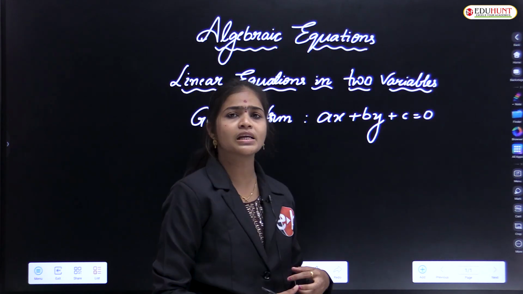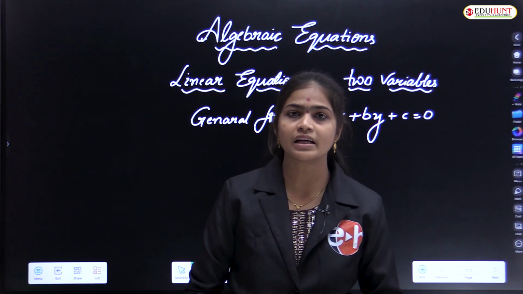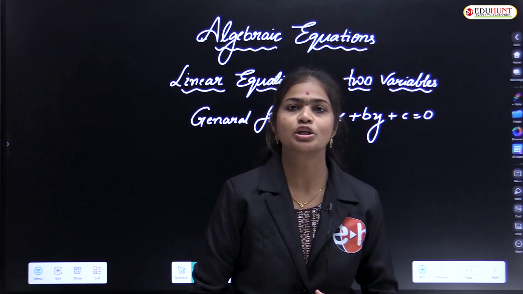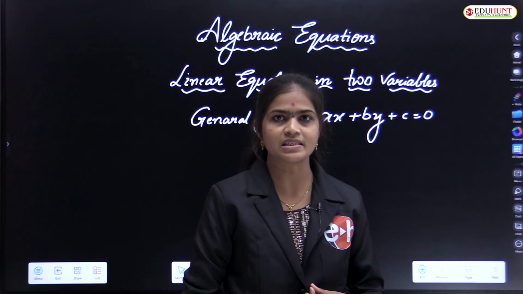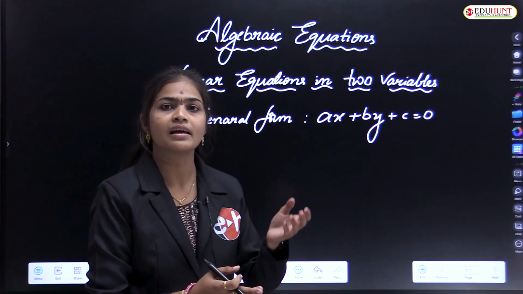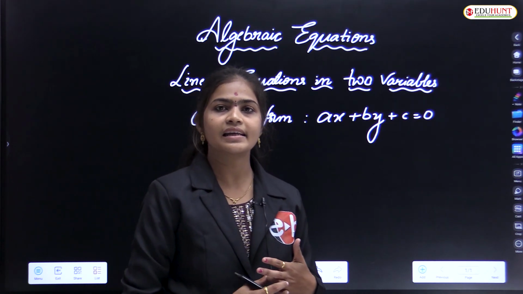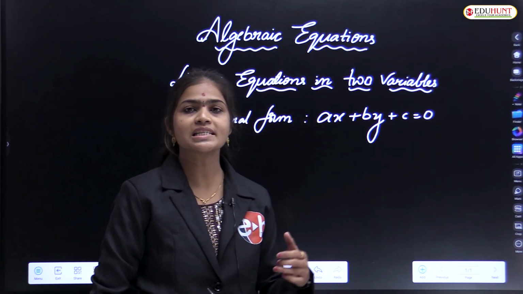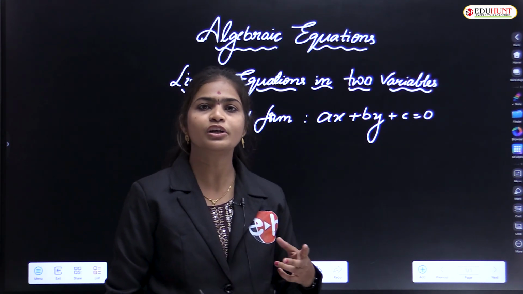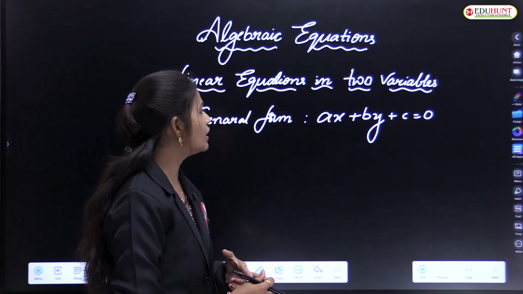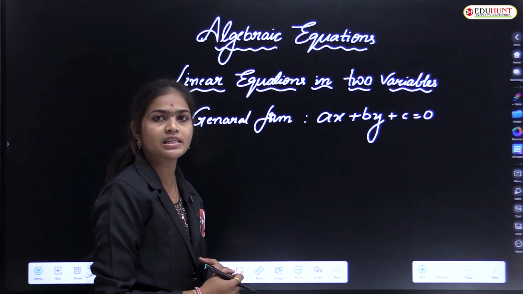Why do we call this equation a linear equation, ma'am? Because, as I told you, for a linear equation the degree of the equation must be equal to 1. Then we will call those equations linear equations. Again, if that equation consists of only one variable, we will call it a linear equation in one variable. If it consists of two variables, then we will call it a linear equation in two variables. Clear? So here we can say that the degree of that linear equation is 1.